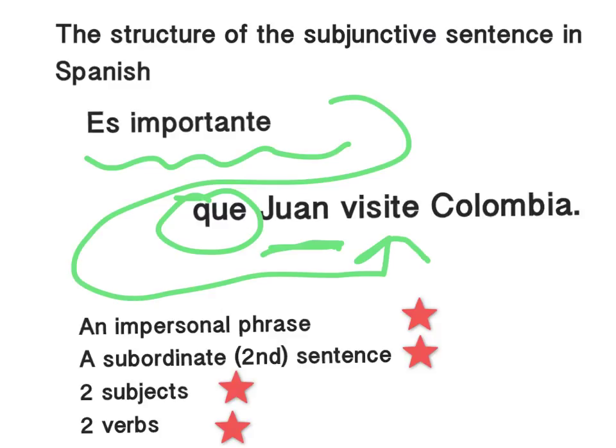In the next project, we're going to talk a little bit about the subjunctive of influence, and also about irregular subjunctives, how to conjugate irregular verbs in the subjunctive. Okay, we'll talk later.